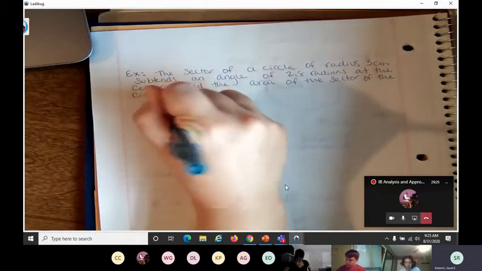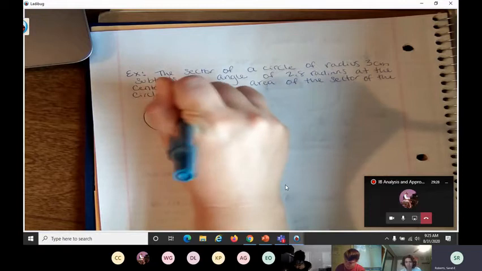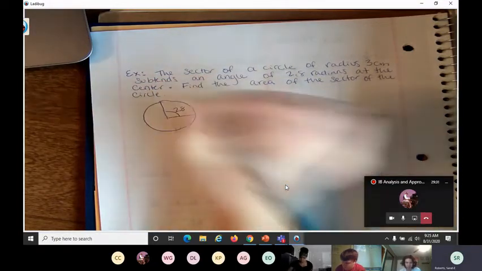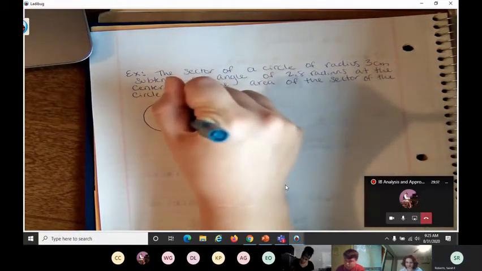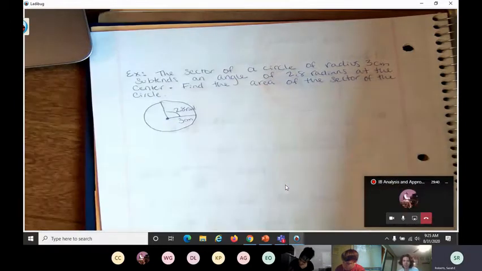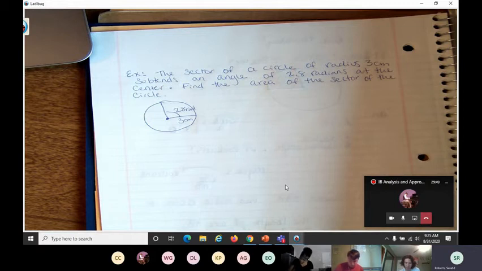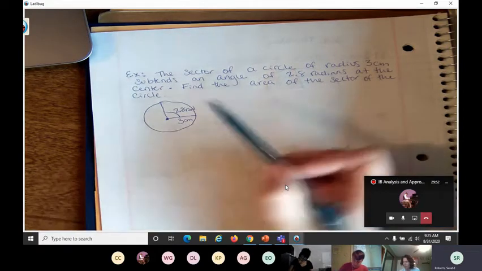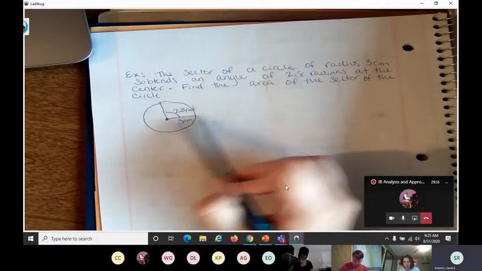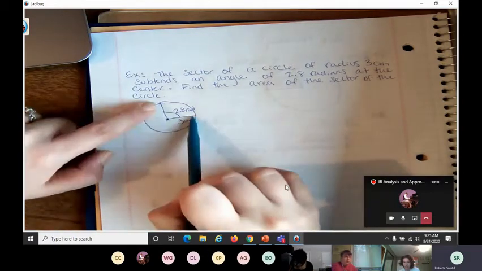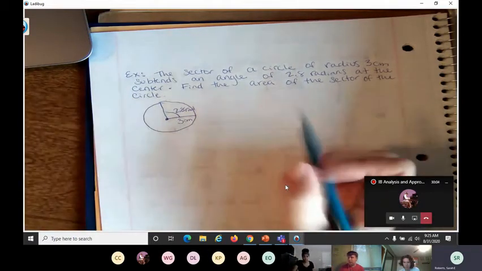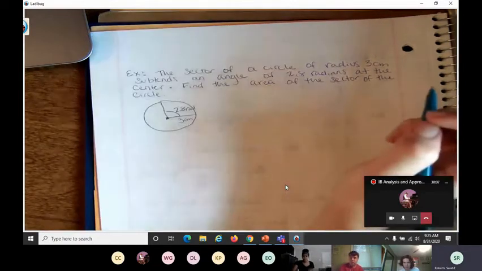We have a sector, and we are going to have 2.8 radians as our central angle, and the sector that they were talking about had a radius of 3 centimeters. Okay, so subtends is a fancy math word that just kind of means extends from. Like this central angle is extended from the radii coming out from the center, if that makes any sense, hopefully a little bit. Okay, and so it asks us to find the area of the sector of the circle.